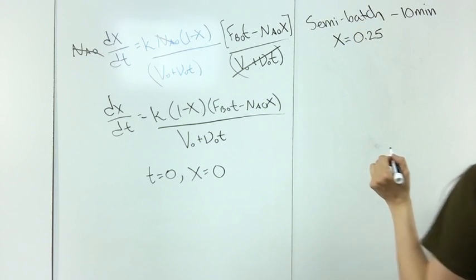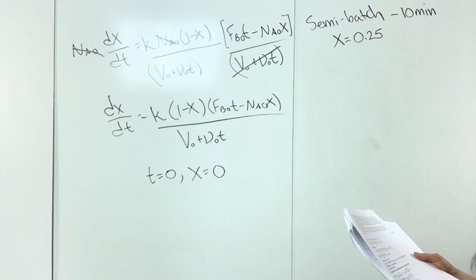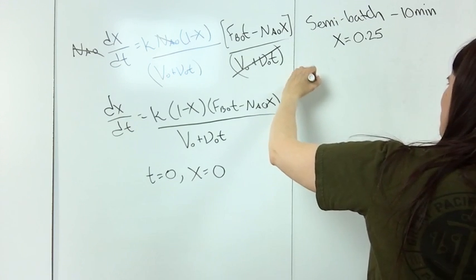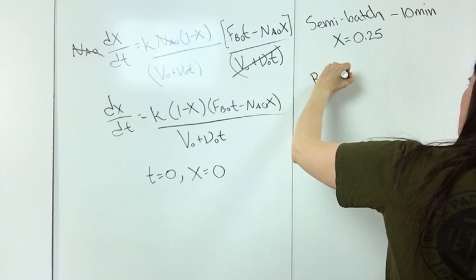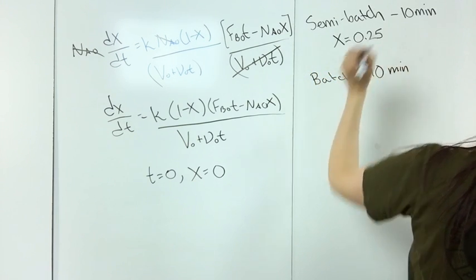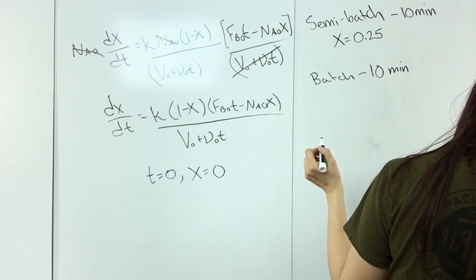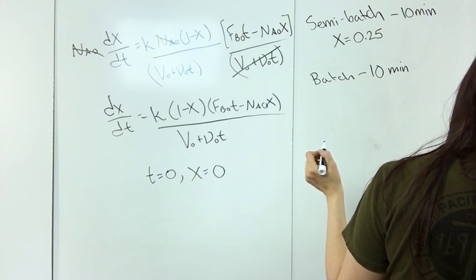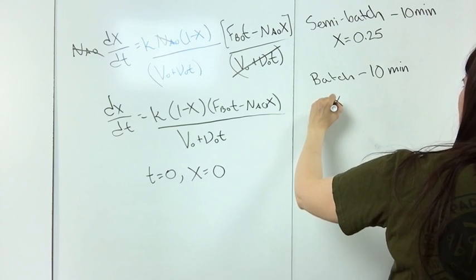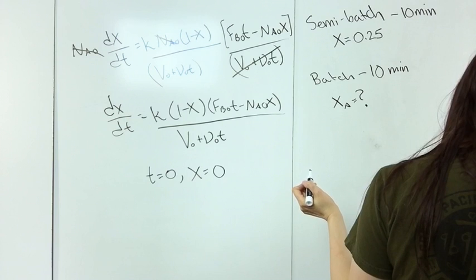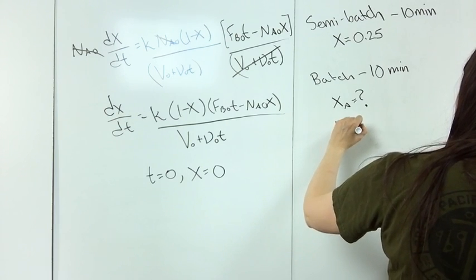And then it's continued in batch mode, so we stop at adding B. So just batch for another 10 minutes, and then it wants to know what is the overall conversion of A, so X_A, and what is the overall conversion of B.